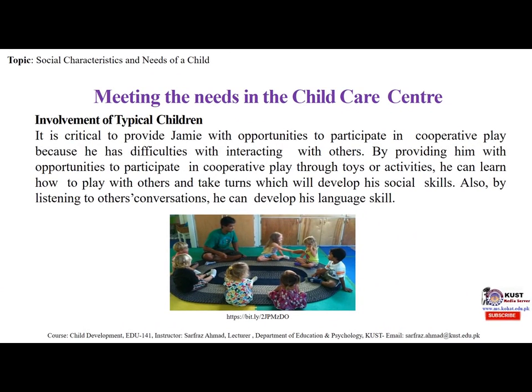Then, involvement of typical children. It is critical to provide Jamie with opportunities to participate in cooperative play because he has difficulties interacting with others. By providing him with opportunities to participate in cooperative play through toys and activities, he can learn how to play with others and take turns, which will develop his social skills. Also, by listening to other conversations, he can develop his language skills.